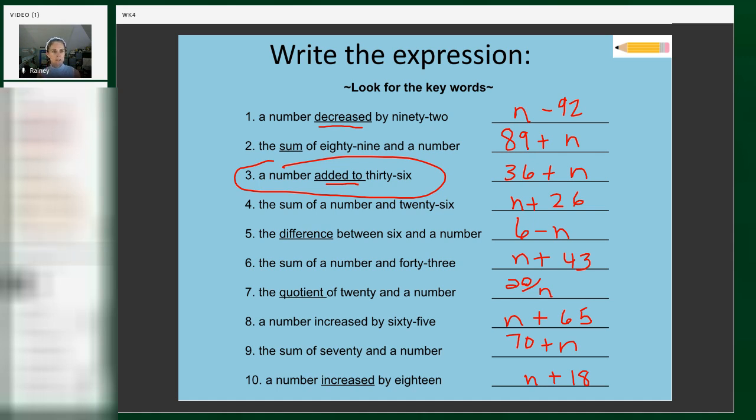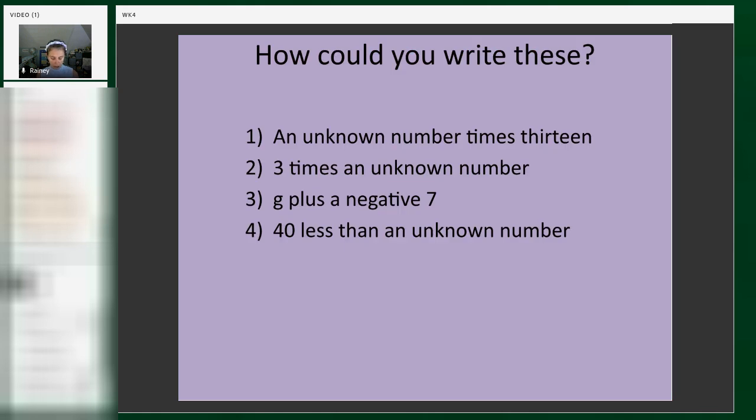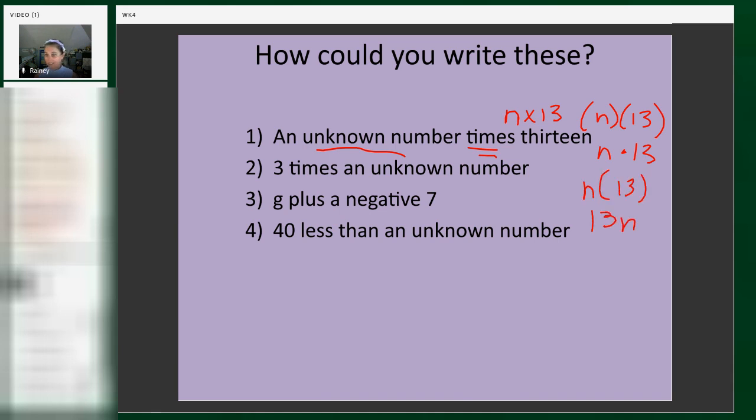A little bit harder. And these are not on your paper, so this is just a little challenge. How would you write this one? An unknown number times 13. So it's times. You wouldn't write n times 13. How would we write that? We could write n dot 13, or n in parentheses 13, or whatever letter you chose. Don't use an x, because it looks like a letter. So you wouldn't want to do that, okay?